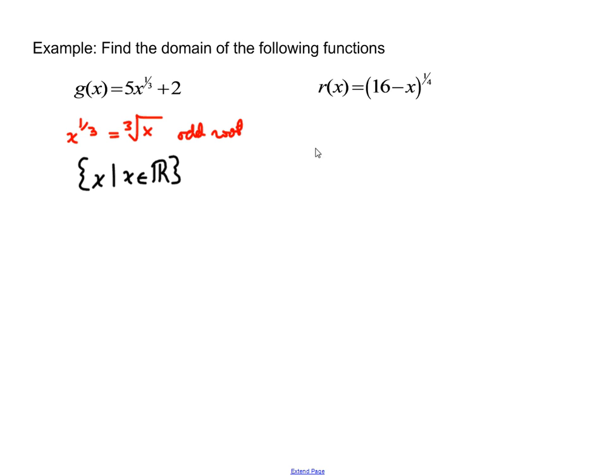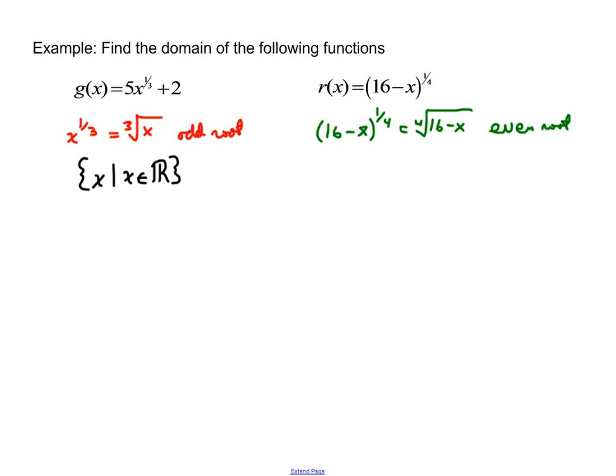Well, this is just like in our last video. In this case, our quantity 16 minus x, x to the 1/4, pardon me, is the fourth root of that quantity 16 minus x. And so what we're going to say is that this is an even root, and we're going to use our even root rule.